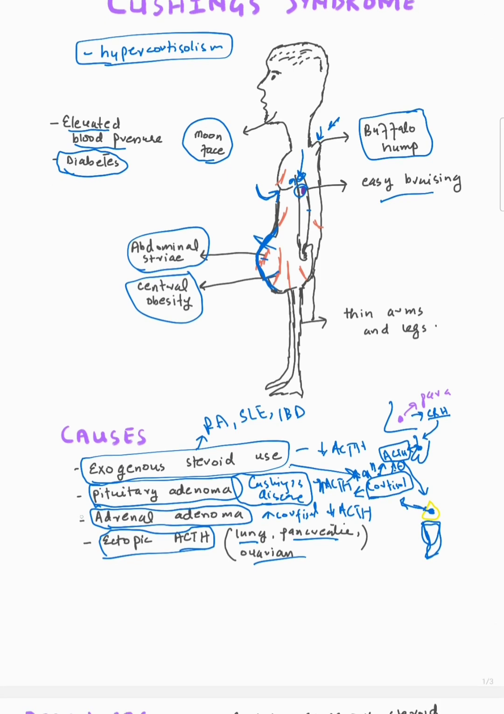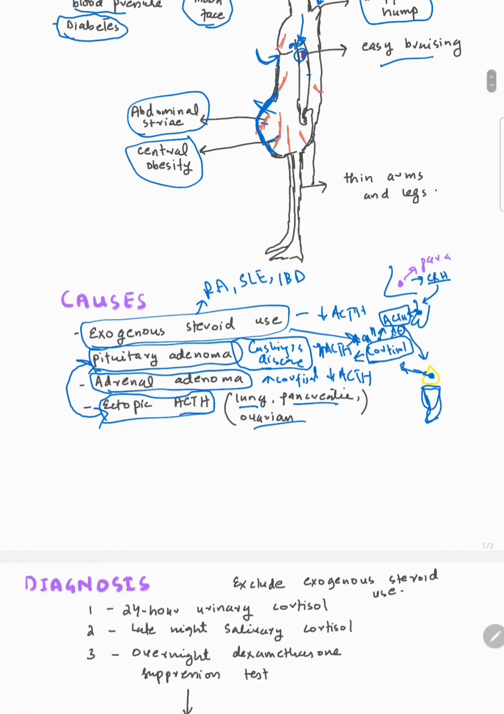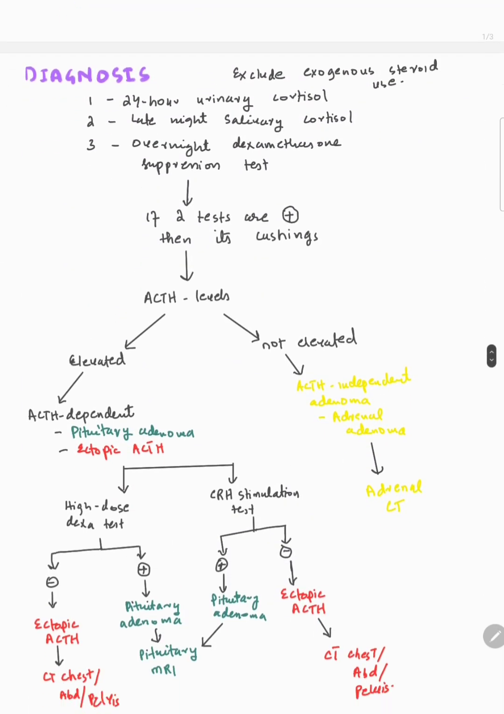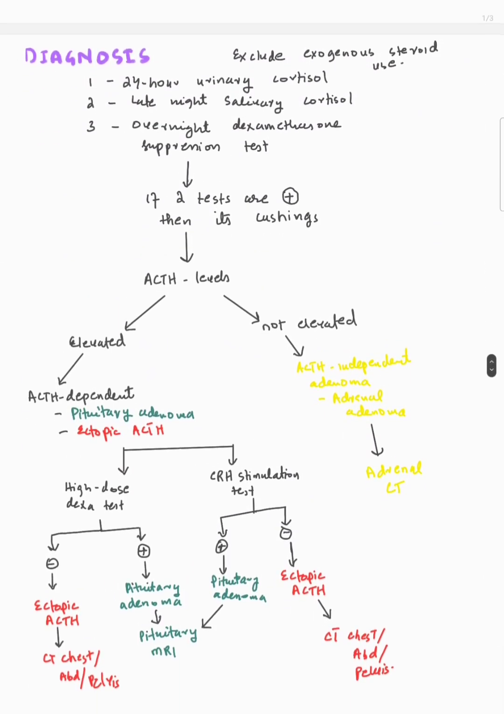So now we will talk about the diagnosis, and it will help you differentiate between pituitary and ectopic, because both of them cause increased ACTH. So the diagnosis here is really important. It's really puzzle-like. Once you understand it, you actually enjoy thinking about it and solving it. So now what happens first?